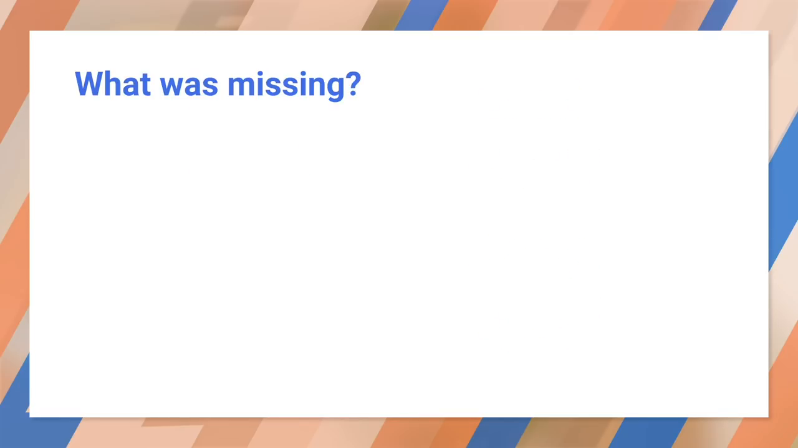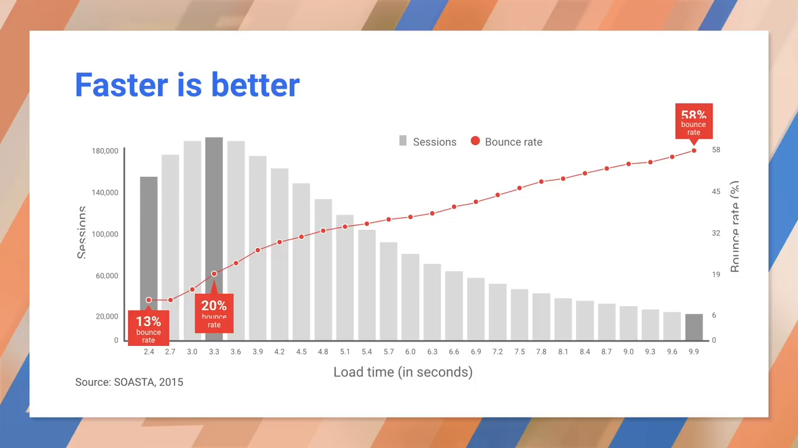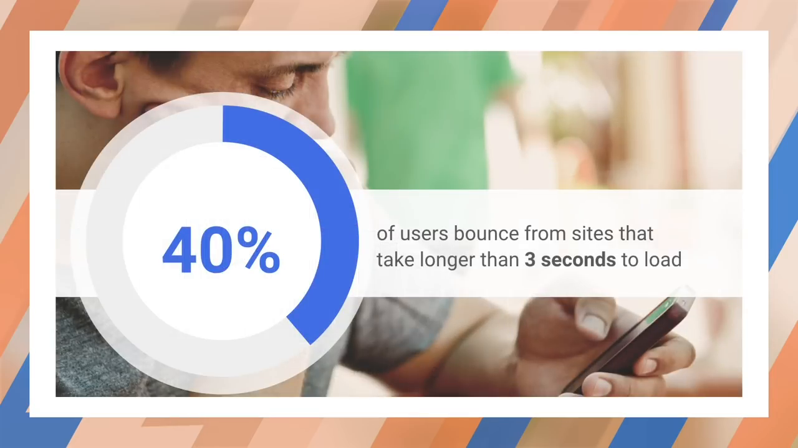So, what was missing from the web? Well, first we needed reliability and performance on par with native apps. Next, we needed to be in the notification tray. And lastly, for trustworthy apps, we needed to be on the home screen. So now let's talk about performance. You know, we all know time is money, and this data shows just how badly bounce rate increases with load time. Other studies show that after just 3 seconds, 40% of users will abandon a website.